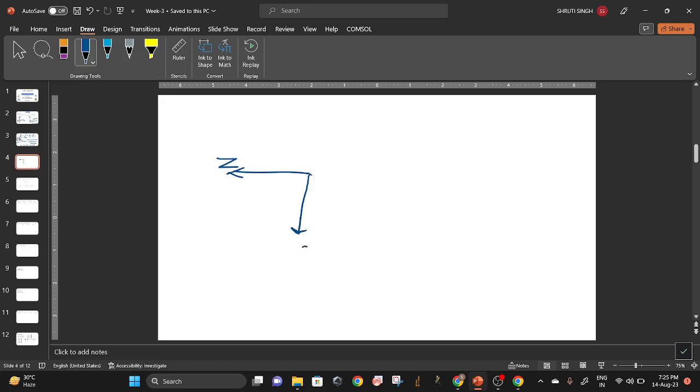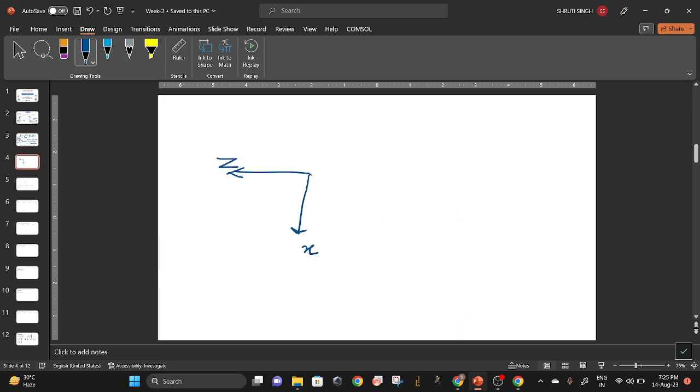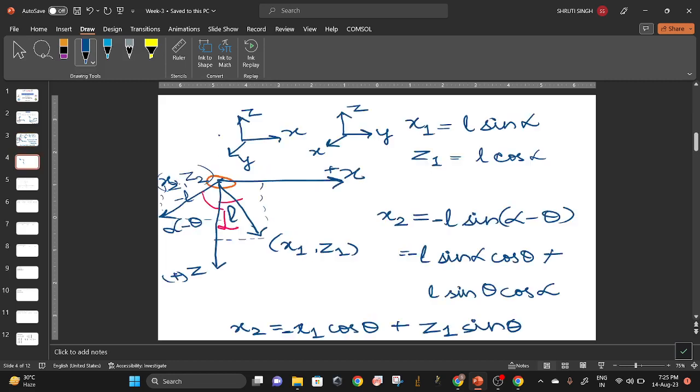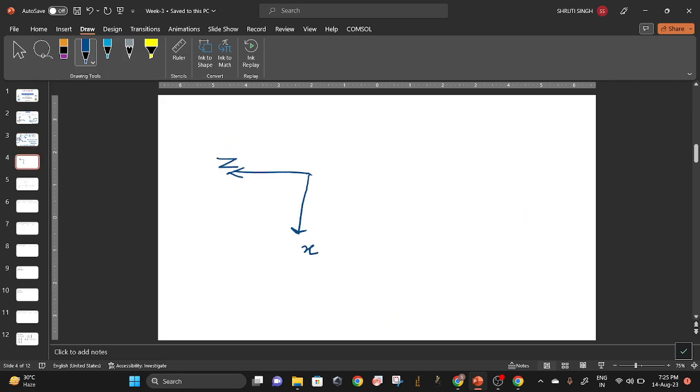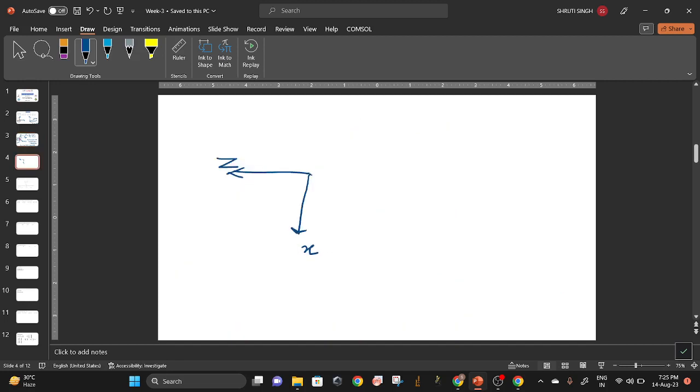Now is it correct? Now it is correct that the y-axis will be perpendicular to the plane above. When we are moving from the z-axis to the x-axis, it will give the positive direction of the y-axis. I think it is correct now. Okay, let's see then. Again, we'll try.